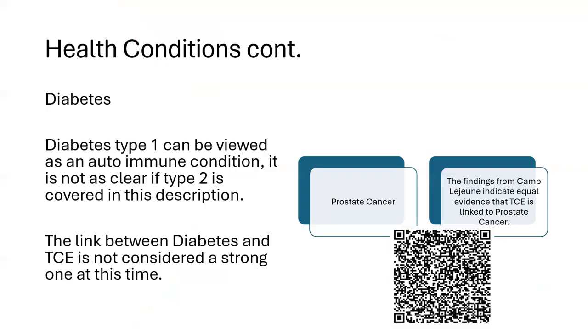Health conditions. I wanted to include diabetes, and we do give a case on diabetes. Diabetes type 1 can get lumped in with autoimmune conditions. Not clear that type 2 fits this description. Currently, the link between diabetes and TCE is not considered a strong one. We still provide a case, but if you're looking for research, you may not find much at this time, but there's always new stuff coming out.